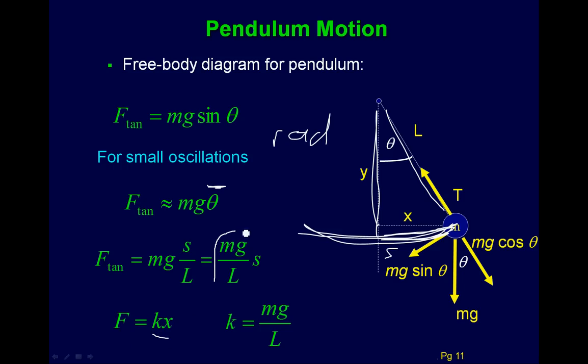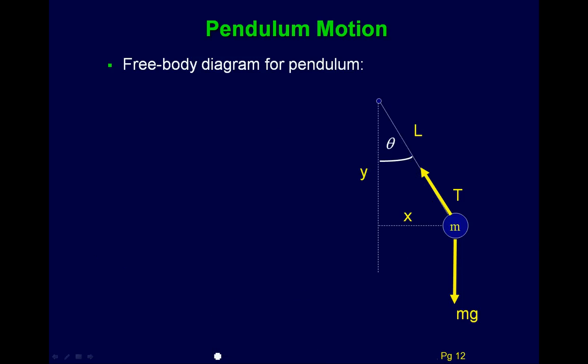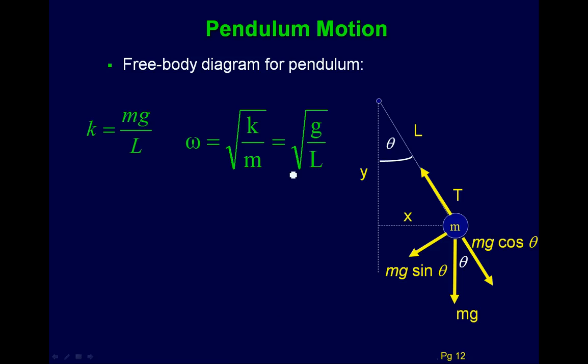Here it would be mg divided by L, and the distance s would be our x. So our k constant for a pendulum for very small oscillations is mg divided by L. We can then take this and plug it into our equation for simple harmonic motion. So the k constant is mg over L. If I plug in mg over L here, the m's cancel, and I get g over L. If I do the same for the expression for the period, I get 2 pi square root of L over g.